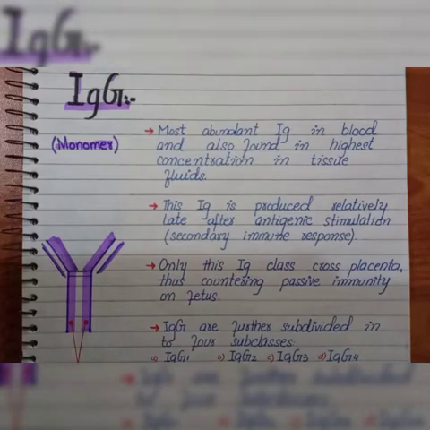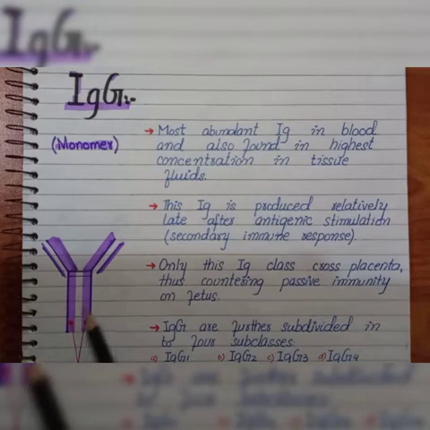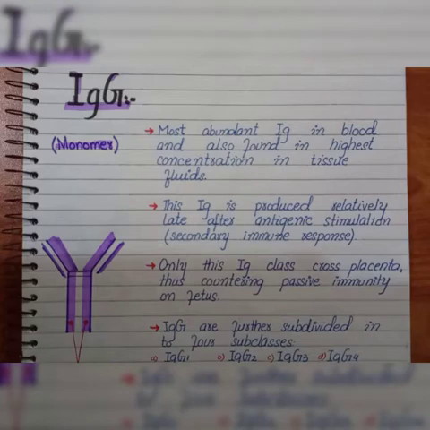As we know, these antibodies are abundant, so they cross the placenta and help provide passive immunity to the fetus. We know that immunoglobulin G is further subdivided into 4 subtypes, based on differences in the heavy chain molecules. These are immunoglobulin G1, G2, G3, and G4.